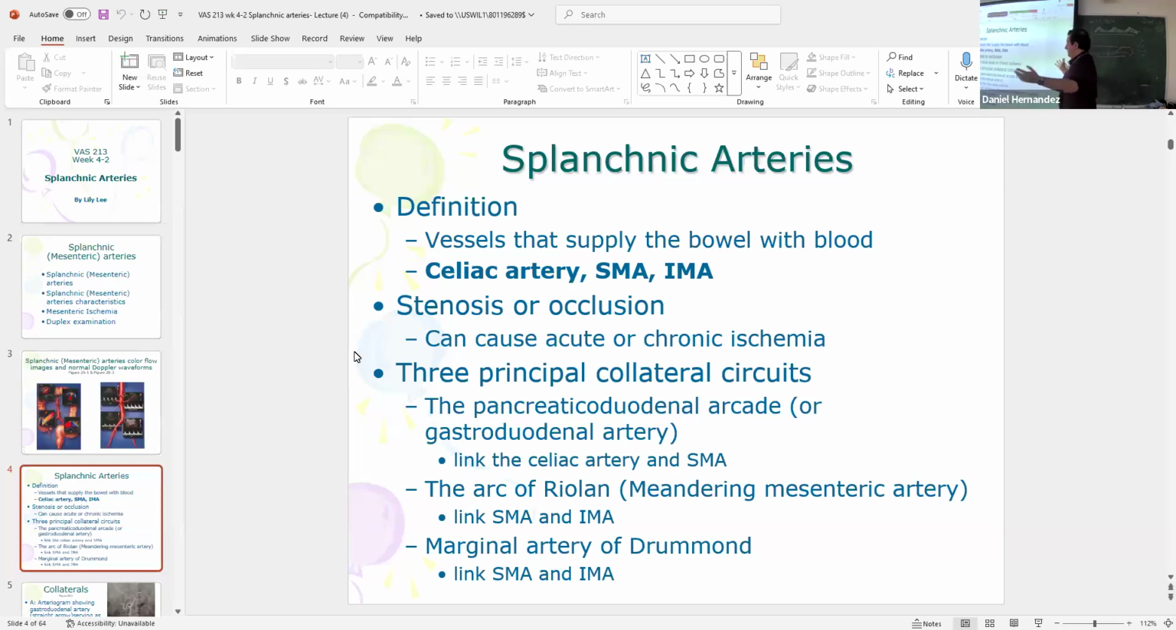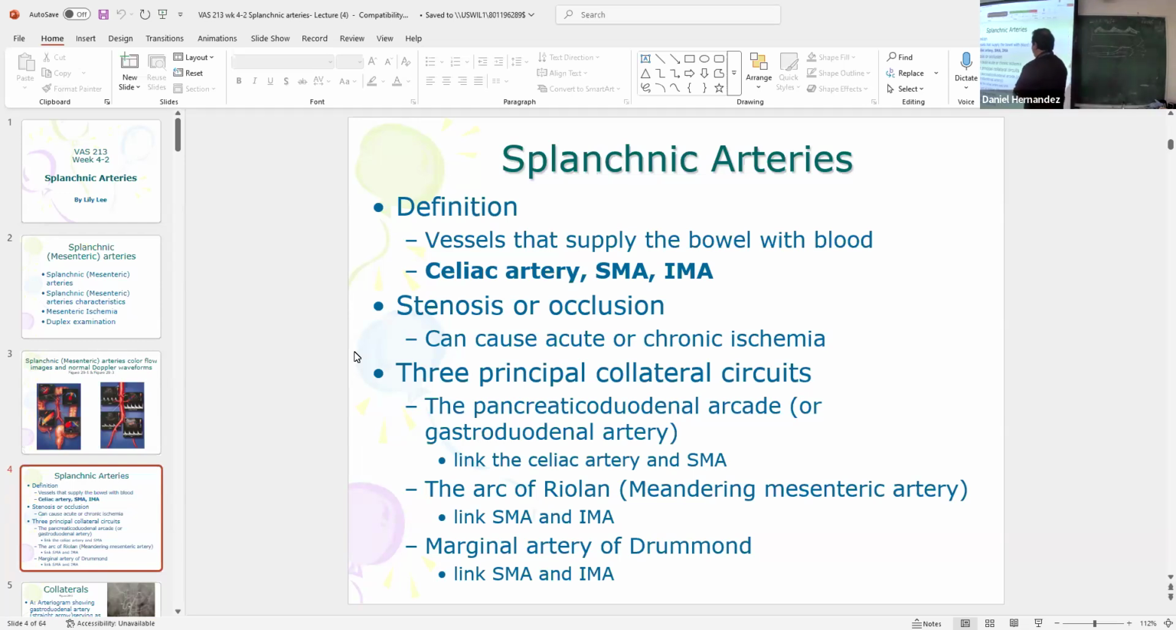So the body has these beautiful collateral pathways where blood flow can get around either major stenosis or even occlusion of these major branch vessels, and they're interconnected, and blood flow could still get to your digestive tract, still get to your pancreas, still get to your stomach via some of these collateral pathways. So the three main principal pathways are, first, the pancreaticoduodenal arcade, or via the gastroduodenal artery. So this links the celiac artery with the SMA.